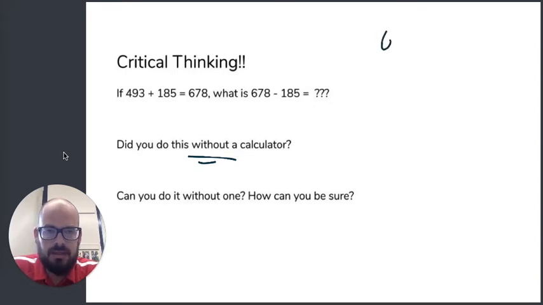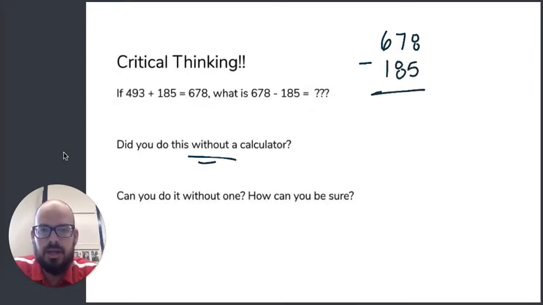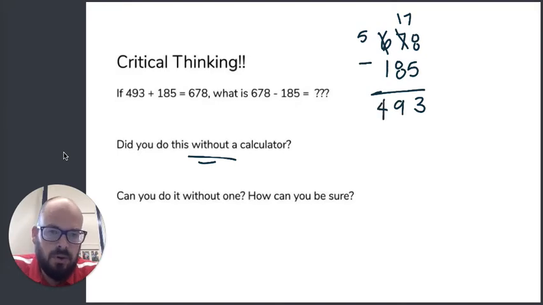Now, you might have done this the old-fashioned way, 678 on top of 185. That's how we were taught to do subtraction. We'd do 8 minus 5 is 3. We'd borrow from the hundreds place to make 7 into 17. 17 minus 8 is 9. 5 minus 1 is 4. And man, that took a long time. We could also do it easily with a calculator, and we get 493. But can you do it without one?